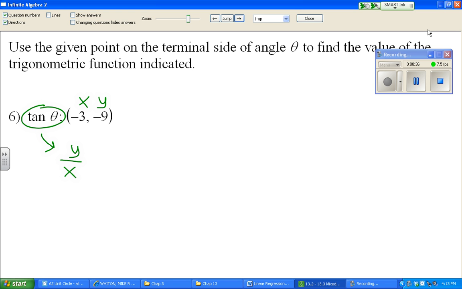So you don't even need to find r. You don't need the hypotenuse for a tangent problem, do you? So let's just not do any more work than we need to. It's just negative 9 over negative 3. We reduce that down, positive 3. That one's done.